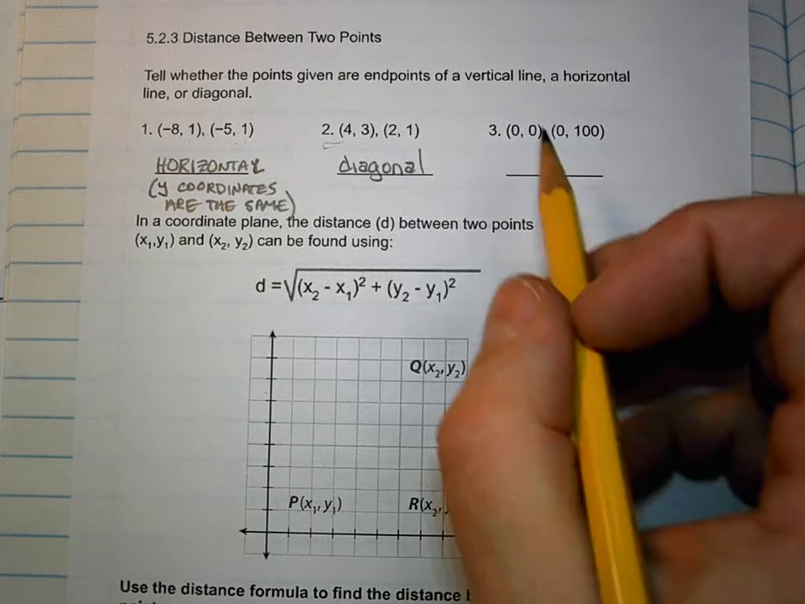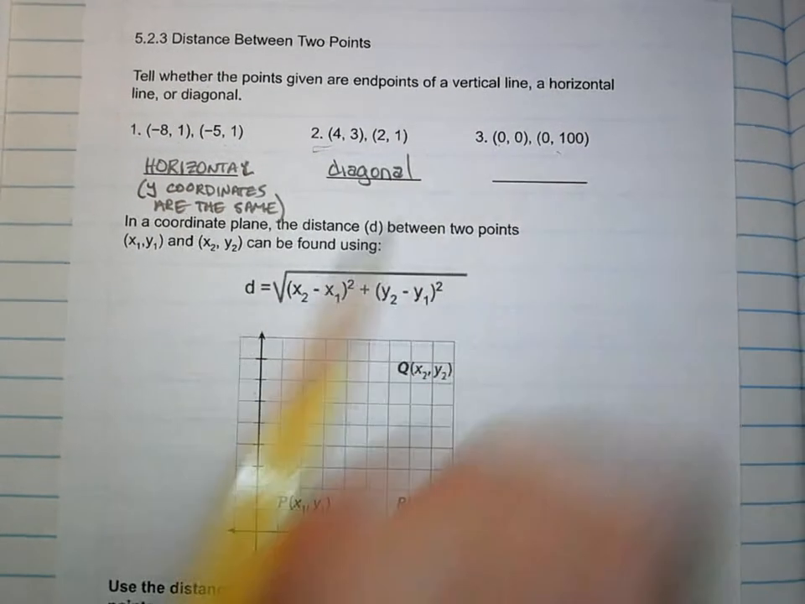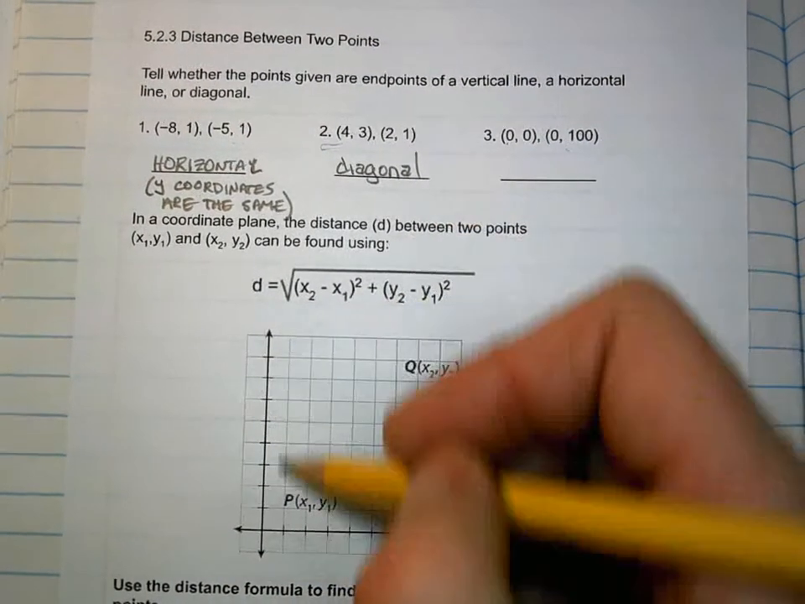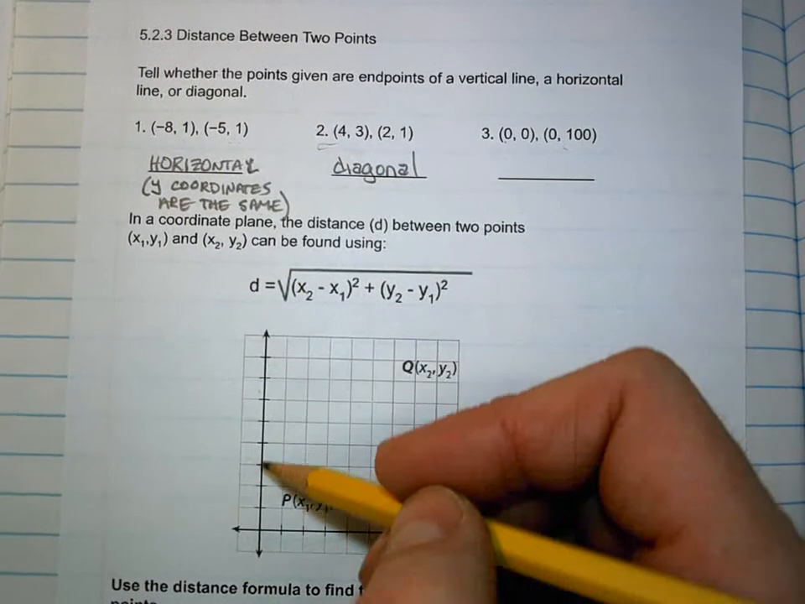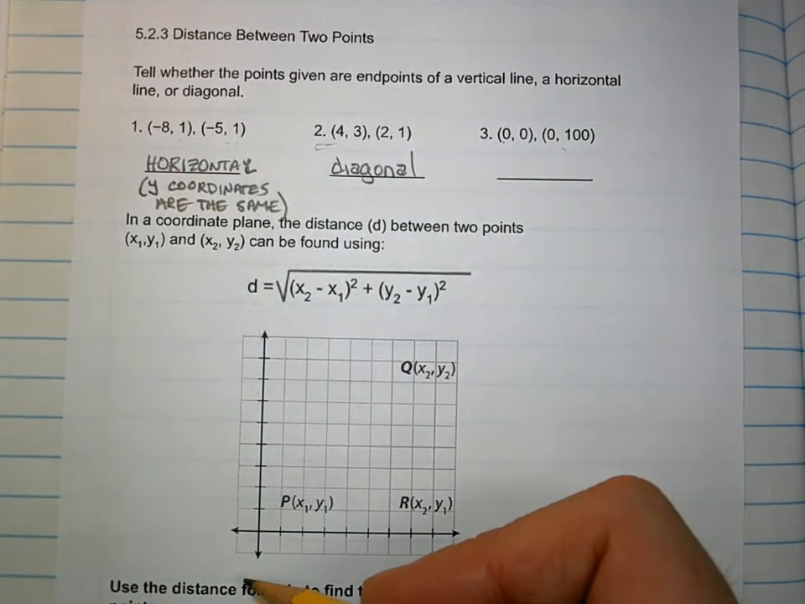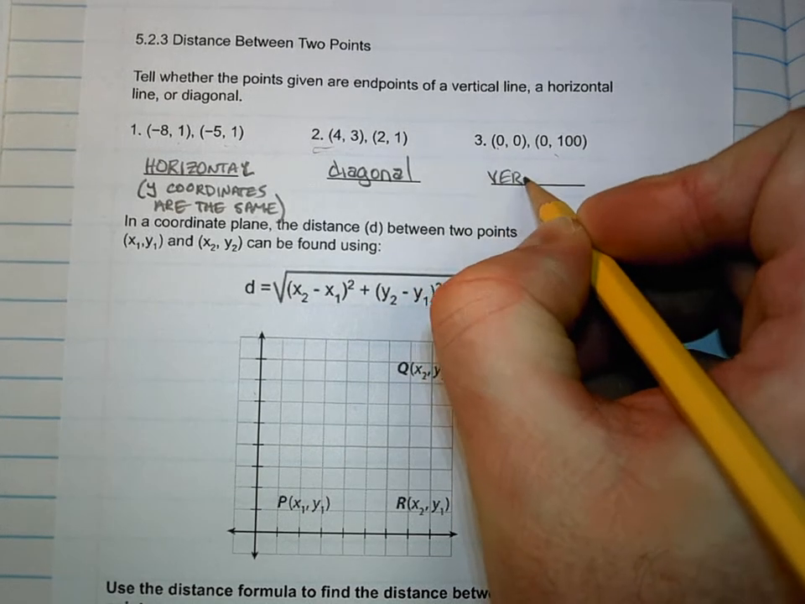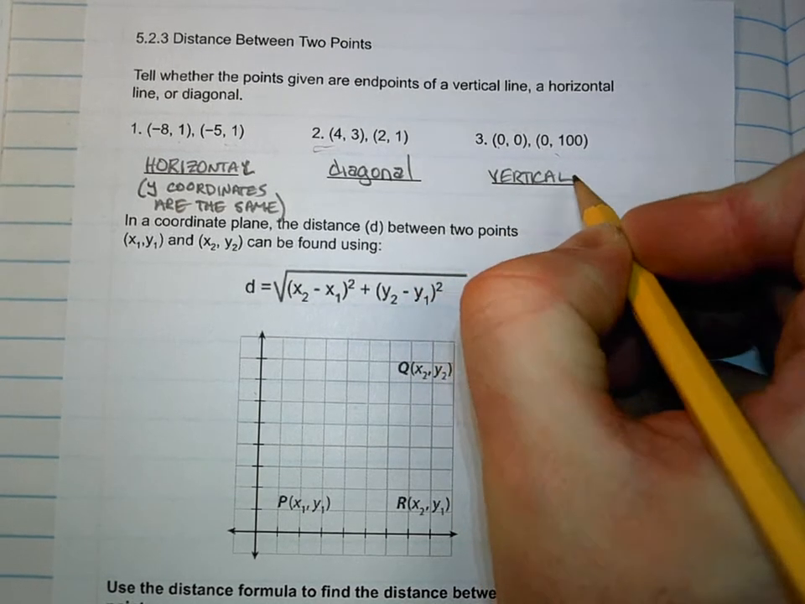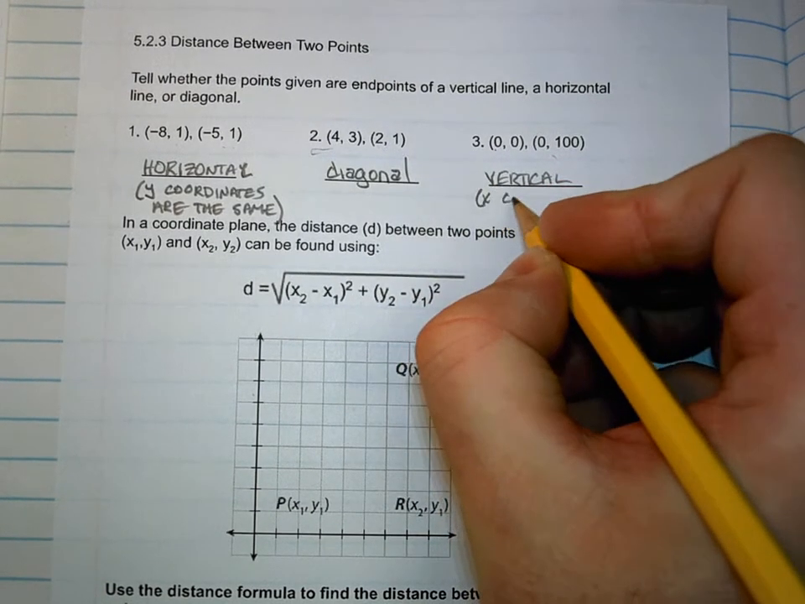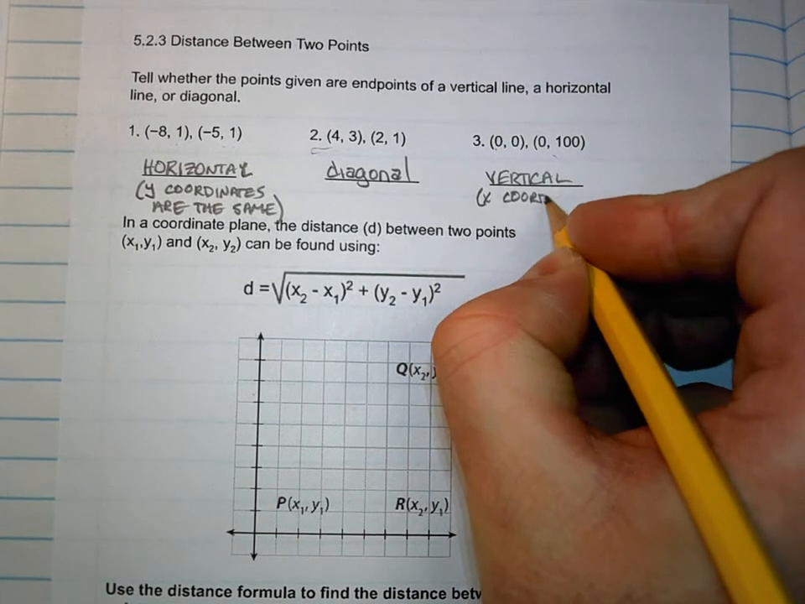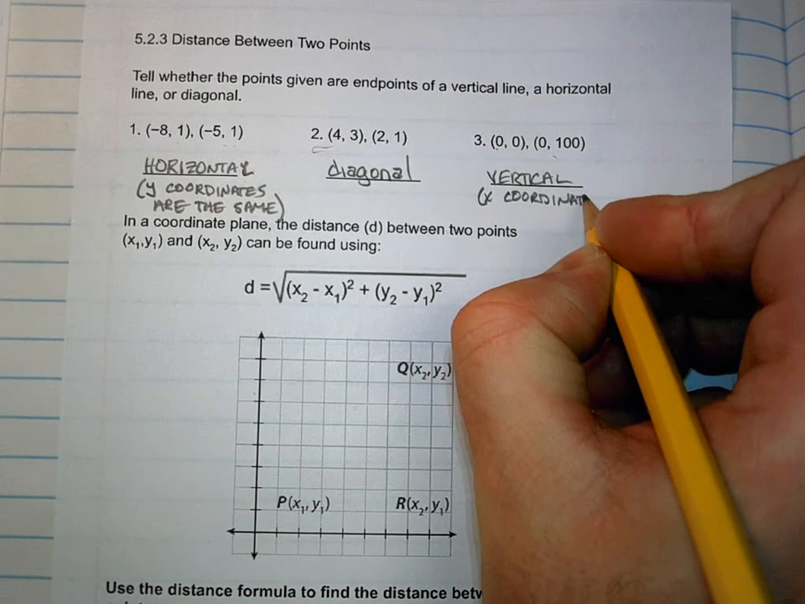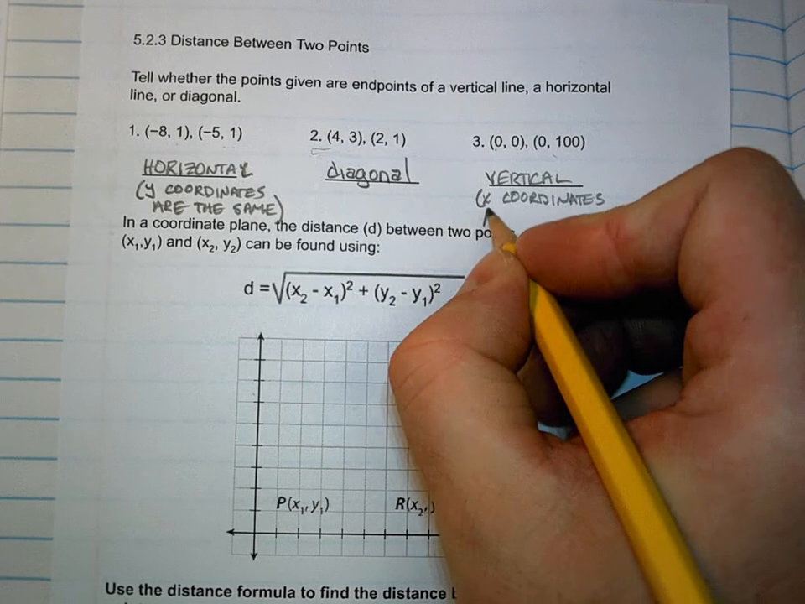Diagonal. Look at this line here. Are the x-coordinates the same? Yes. That means that line is all the x-coordinates the same. What kind of line is that? Horizontal. No. It is vertical, because the x-coordinates are the same.